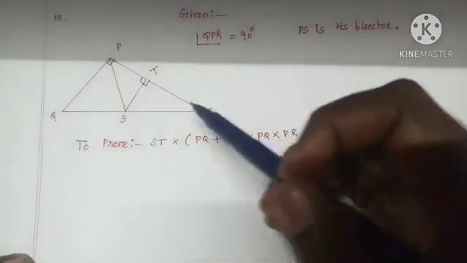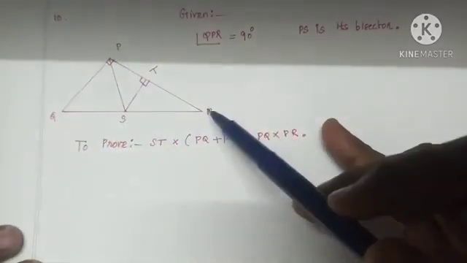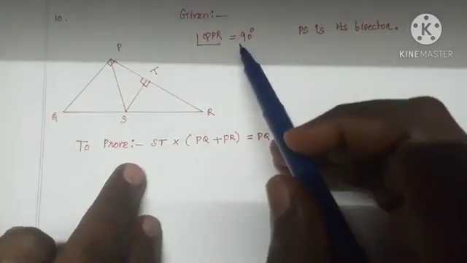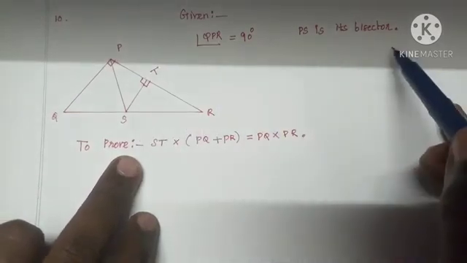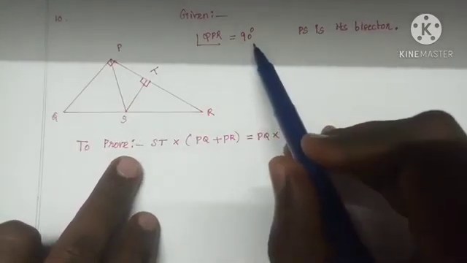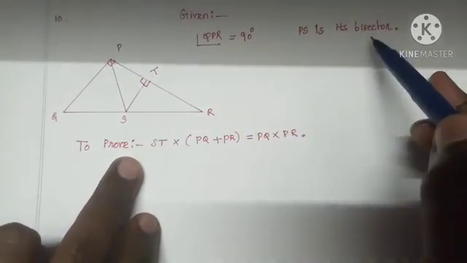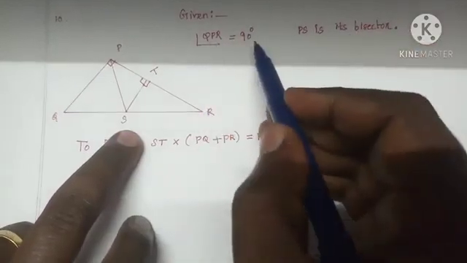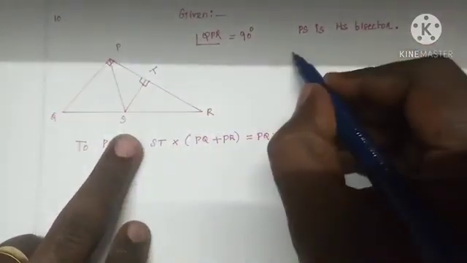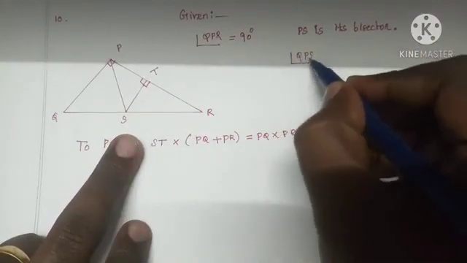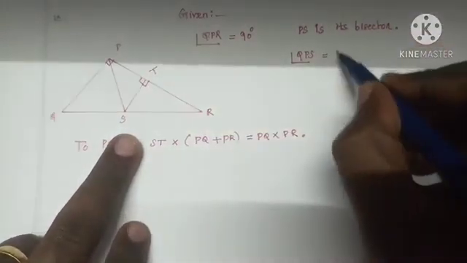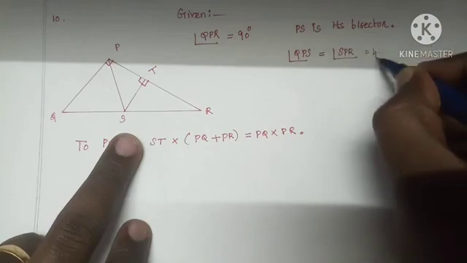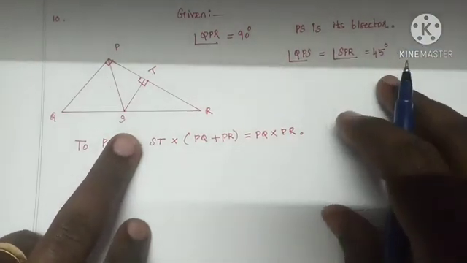Look at the diagram. This is a right triangle QPR. Angle P is equal to 90 degrees, and PS is the bisector. If PS is the bisector of angle QPR, which is 90 degrees, then the measure of angle QPS is equal to the measure of angle SPR, which is equal to 45 degrees. It is given clearly.